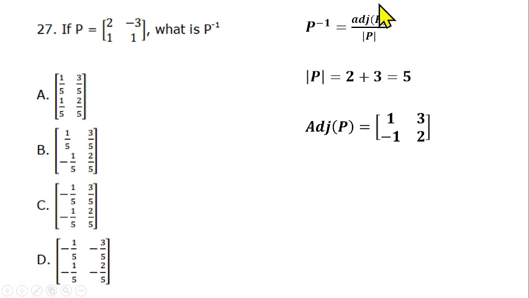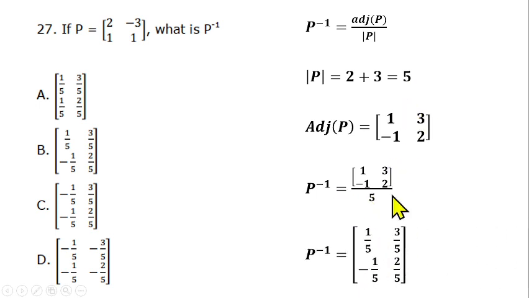Then from the formula, this will be divided by this 5. So the inverse will be this divided by 5, which can be written as 1 over 5 into this matrix. And if you look at the options, that means this 1 over 5 needs to multiply each element there. So 1 over 5 times 1 will give us 1 over 5. 1 over 5 times 3 gives us 3 over 5. 1 over 5 times minus 1 will give us minus 1 over 5. And 1 over 5 times 2 gives us 2 over 5. And if you look at the options provided, I think option B is the correct option for question number 27.